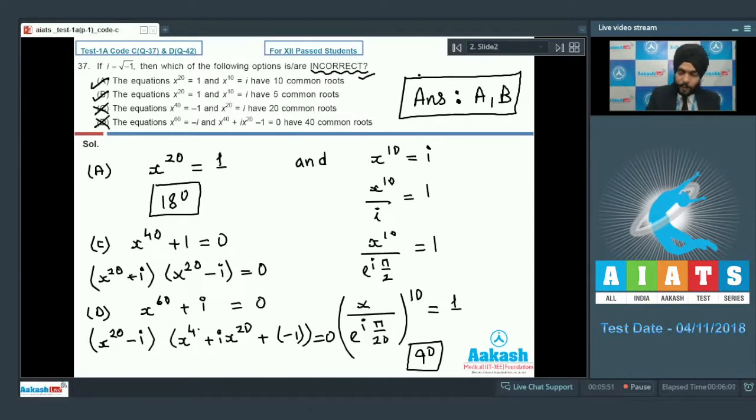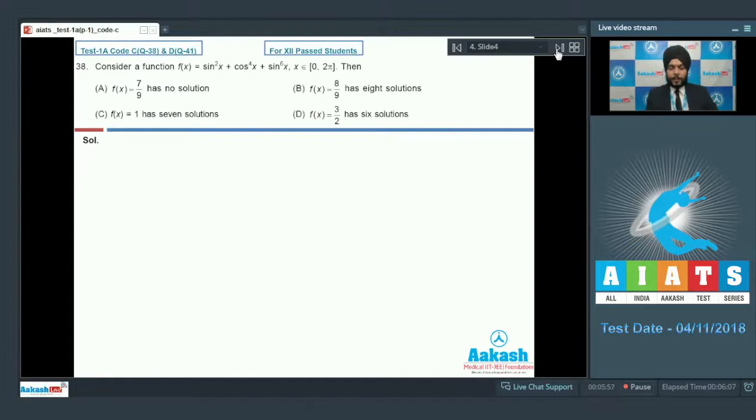Okay. Let us move forward to 38. Question number 38 says that let a function f(x) equal to sin square x plus cos^4 x plus sin^6 x from x belongs to 0 to 2 pi. I have to find the solutions of this particular function with some constant lines running parallel to x-axis.